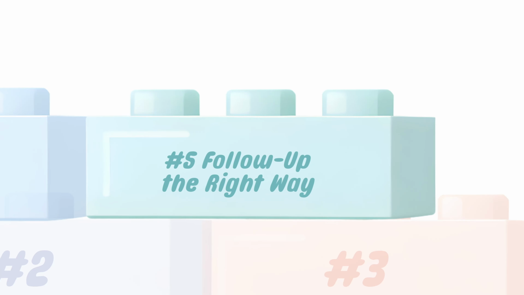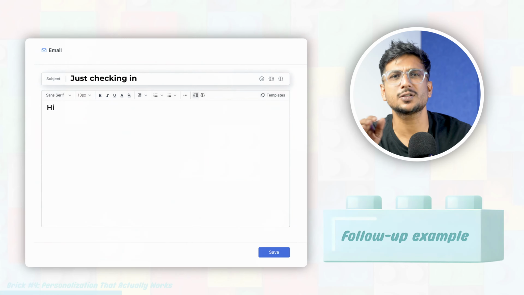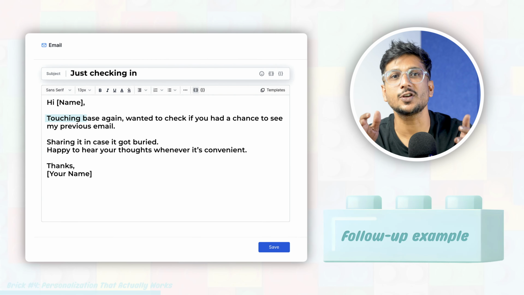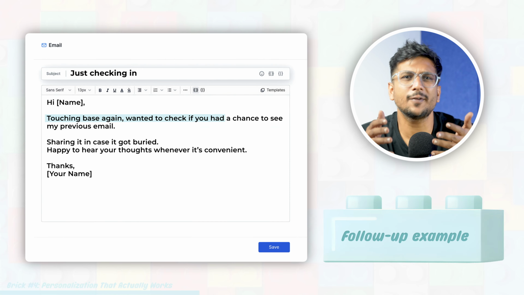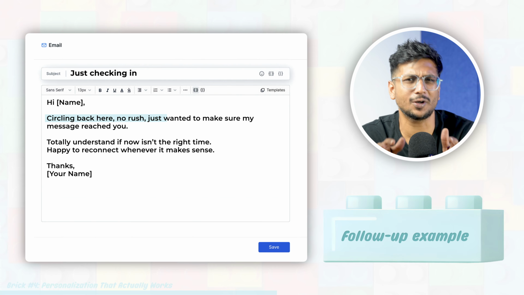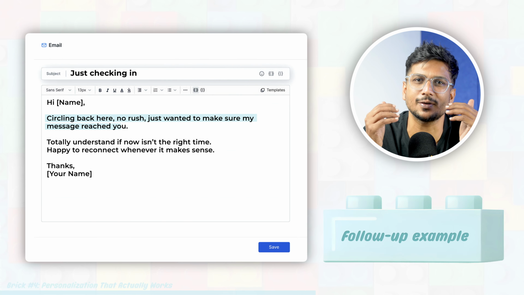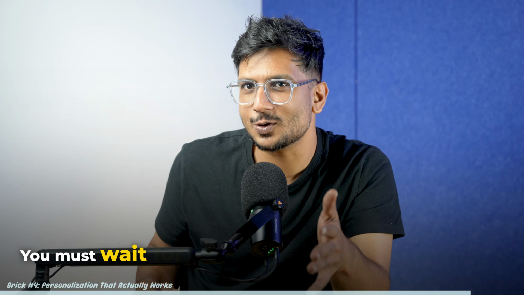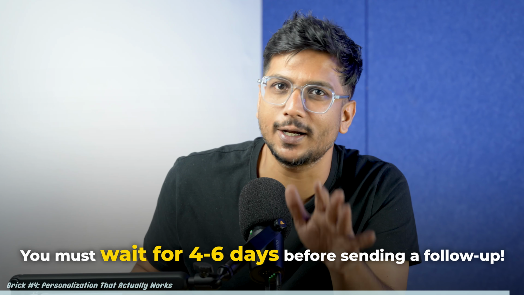Brick number 5. Follow up the right way. The follow-up is where most candidates disappear, but professionals don't vanish. They persist. Now, here's the perfect follow-up line. "Hi, touching base again. Wanted to check if you had a chance to see my previous email." Or, "Hi, circling back here. No rush. Just wanted to make sure my messages reached you." Now, sending a follow-up genuinely delivers no guilt, no pressure. Ultimately, it just provides value. But you must wait for 4 to 6 days before sending a follow-up.